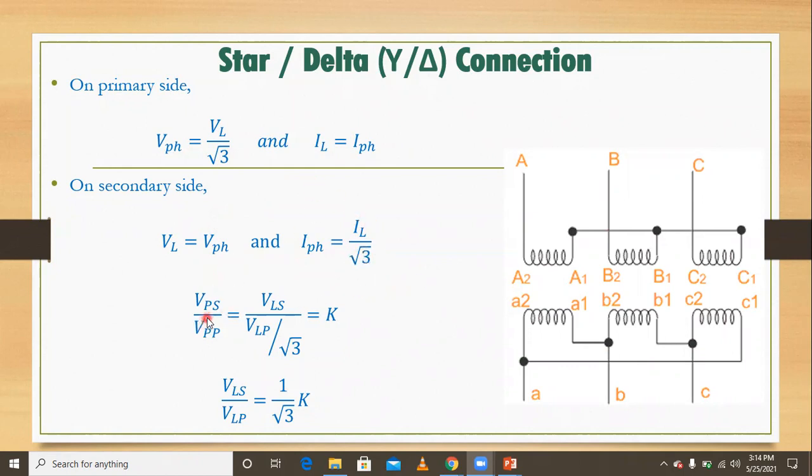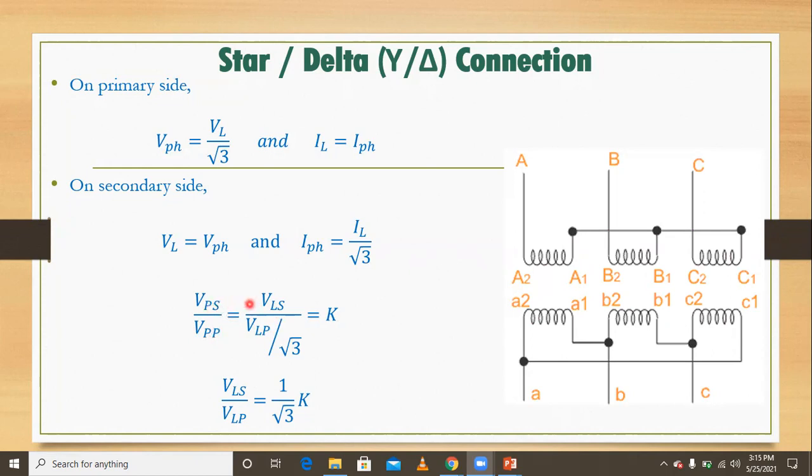And here, the secondary side phase voltage is called V2, and the primary side phase voltage is called V1. This is called V2 by V1: secondary phase voltage divided by primary phase voltage. Am I right? Or N2 by N1.